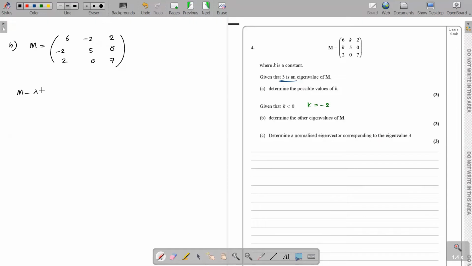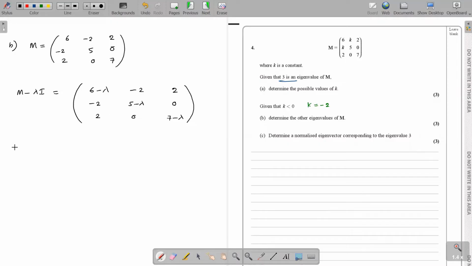M minus lambda I. Shall I directly write it? You know, this I is the identity matrix. Since the identity matrix has elements only in the main diagonal, it's only going to affect the main diagonal, which is made up of lambda. So you have to subtract lambda from the main diagonals. Directly: 6 minus lambda, the other two stay the same. This is going to be 5 minus lambda, 0. This is 2, 0. This is 7 minus lambda.